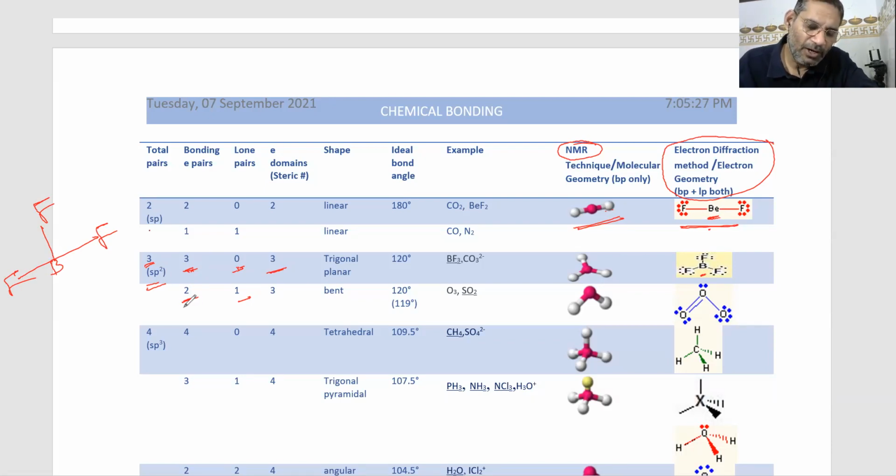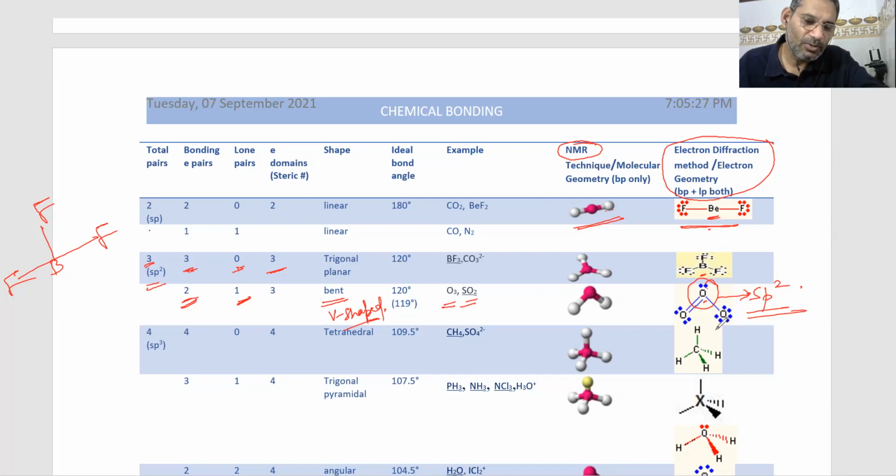But when bond pairs are 2 and lone pair is 1, that is bent or V-shaped. The bond angle will be 120 degree. Examples are O3 and SO2. So see, O3 is like this only. One lone pair and two bond pairs. So the oxygen in ozone will have sp2 hybridization, with two bond pairs and one lone pair.